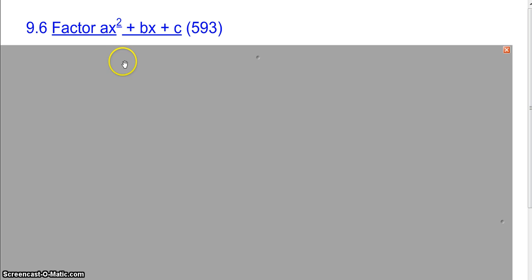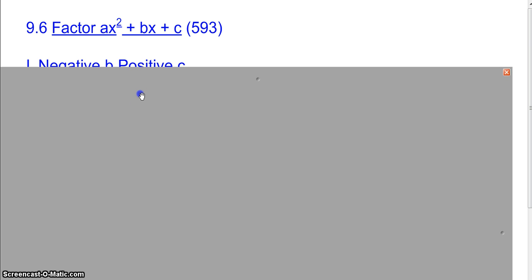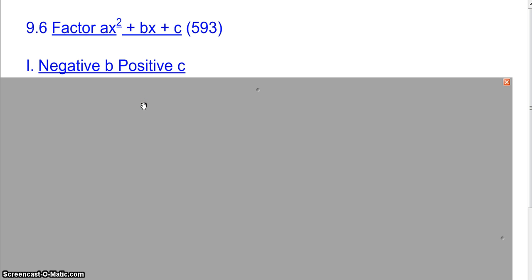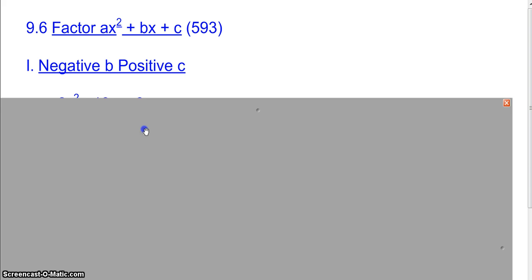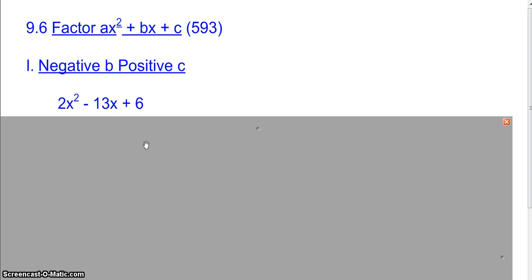When we multiply, we've got to consider the factors of a now. So we'll try it with different combinations of positives and negatives. What if we have a negative b and a positive c, like is the case here? So we'll use what you've learned, but now we have to consider a little more complicated issue with a.